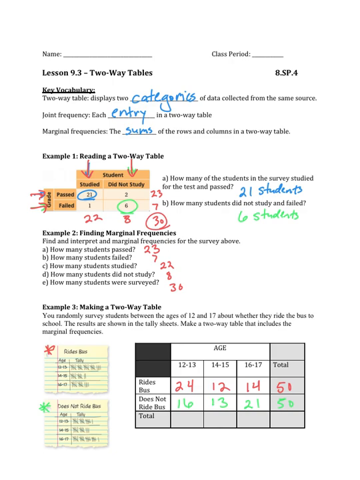And then we can go ahead and add up each of the columns as well. 24 plus 16 makes 40. 12 plus 13 makes 25. 14 plus 21 is 35. And if we add up either the 50 plus 50 or 40 plus 25 plus 35, we get a total of 100 students that were surveyed.